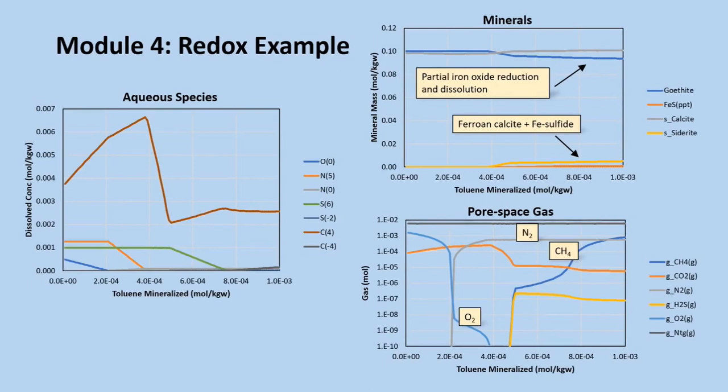And finally, we end up at a state of essentially methanogenesis, where we're creating methane from the toluene, and the methane is evolving into the pore space gas. This all makes sense and is consistent with expectation.